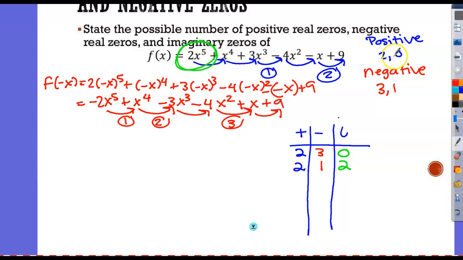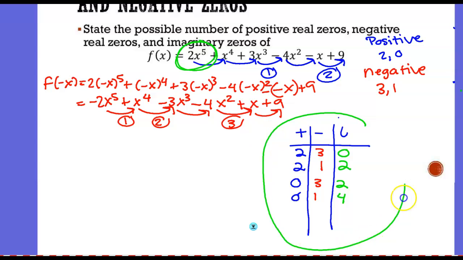Now let's look at the scenario when I have 0 positive roots. There's still a possibility for me to have 3 negative roots or 1 negative root. And I just have to calculate my imaginary roots. 0 plus 3 is 3, plus 2 would give me that 5. And then 0 plus 1 is 1, and then 4 more would give me the imaginary. So this list encompasses all the possible combinations of positive, negative, or imaginary roots.